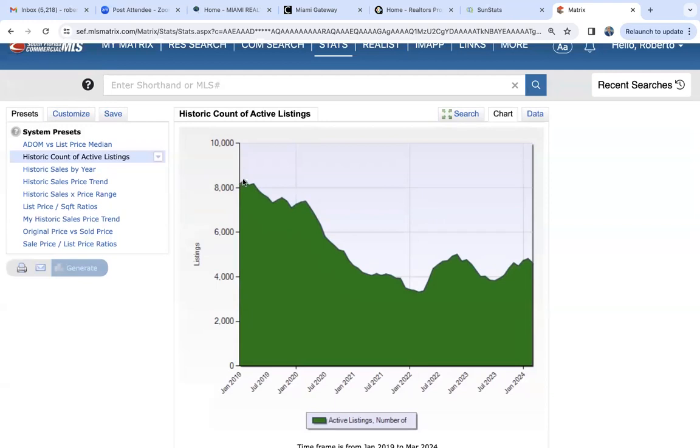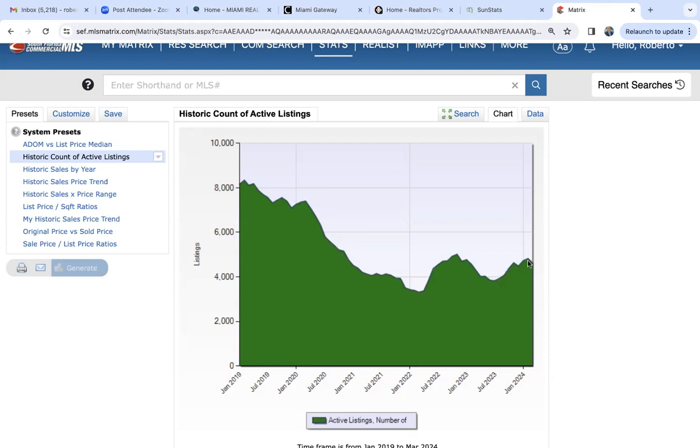Now taking a look, we were up here over 8,000 single family homes for sale back in January of 2019. Then, of course, during the pandemic, we took a huge hit in our inventory. It was an extreme seller's market. At one point, we were well below 4,000 listings active in Miami-Dade County. And then we move up a little bit and then come back down and then move up again.